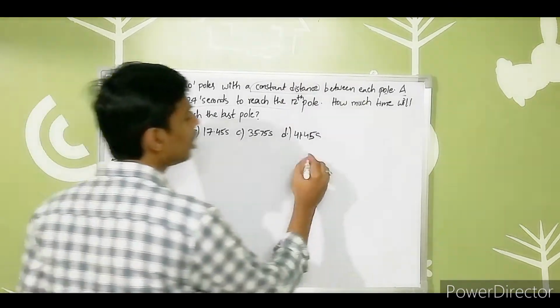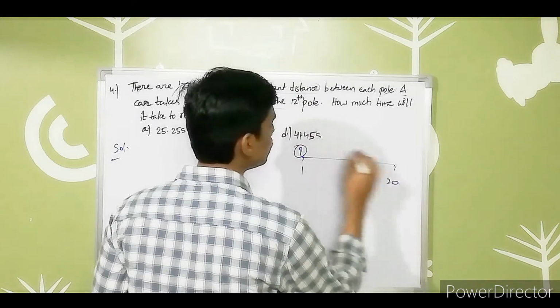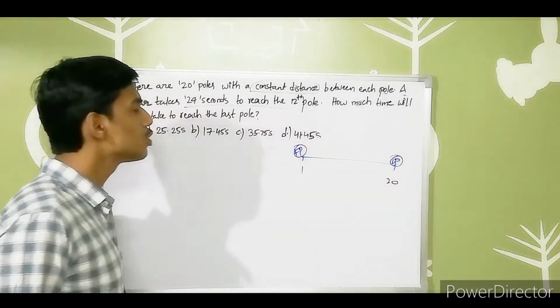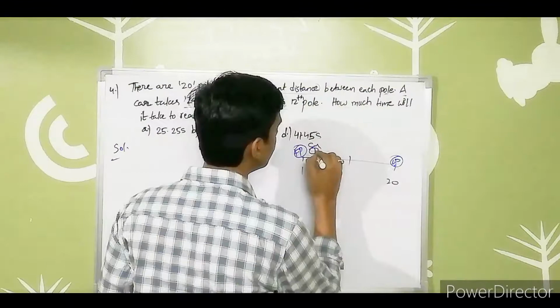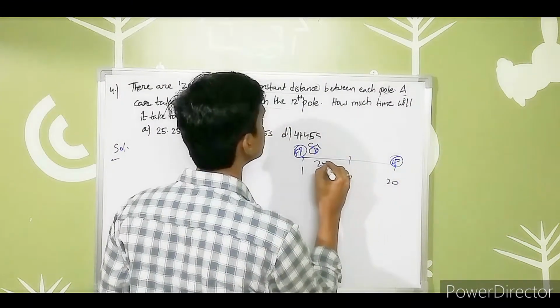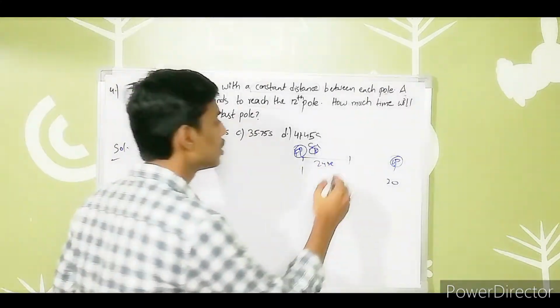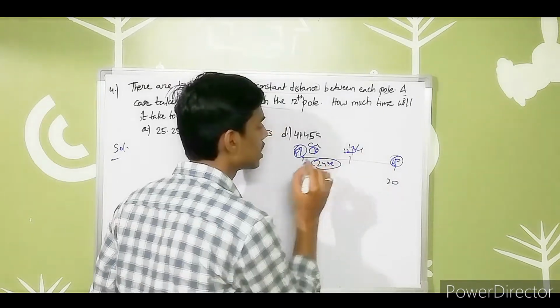There are totally 20 poles, starting from 1 to 20. So this is the first pole, this is the last pole. A car takes 24 seconds to reach the 12th pole. So this is the 12th pole, and to reach this, they gave the time as 24 seconds.